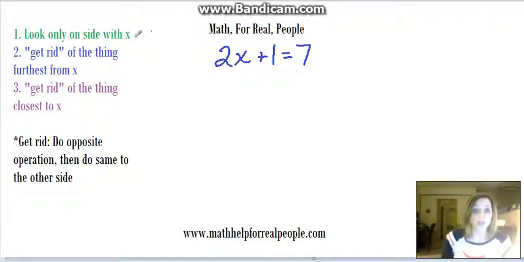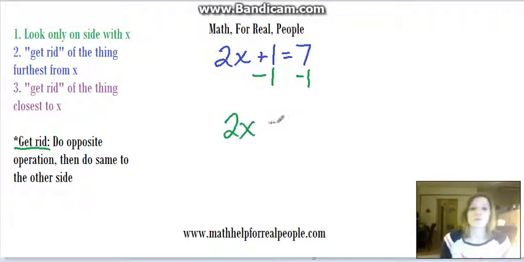So look only on the side that has x. So here's your x, and we already talked about how it's being added and multiplied. And it says get rid of the thing furthest from x, so the wrapping paper like we talked about. And how do we get rid of something? Well, right down here it says do the opposite operation, then the same to the other side. In order to get rid of something being added, you subtract it. Whatever you do to one side, you have to do to the other side. Always rewrite your step. You don't have to put anything here because that turns into 0, and that turns into a 6.